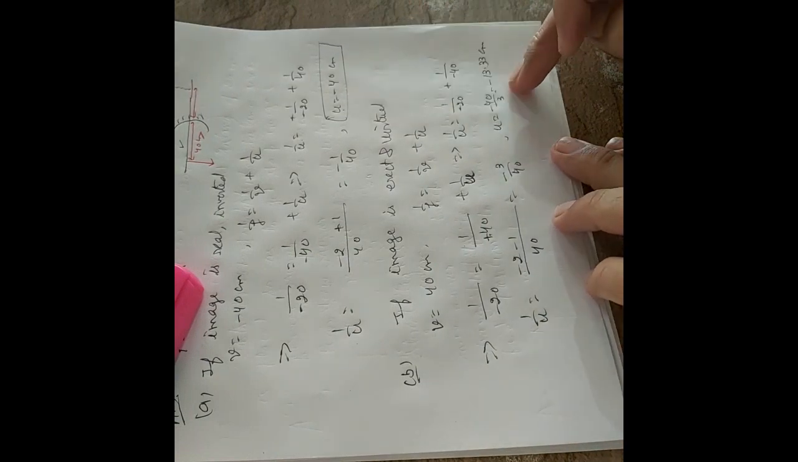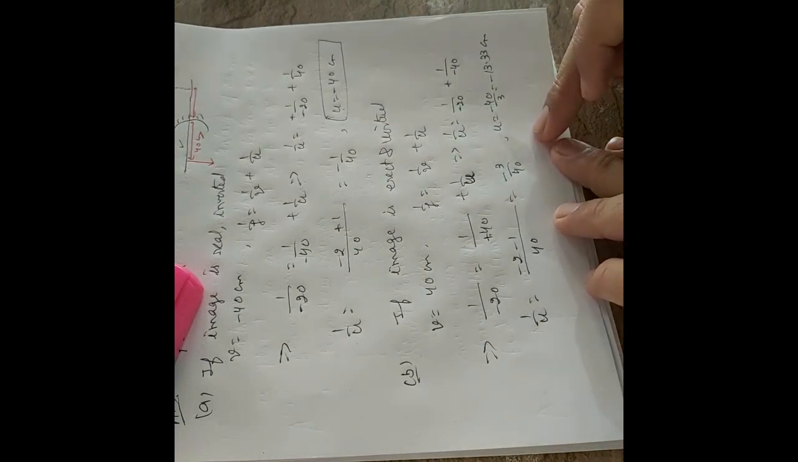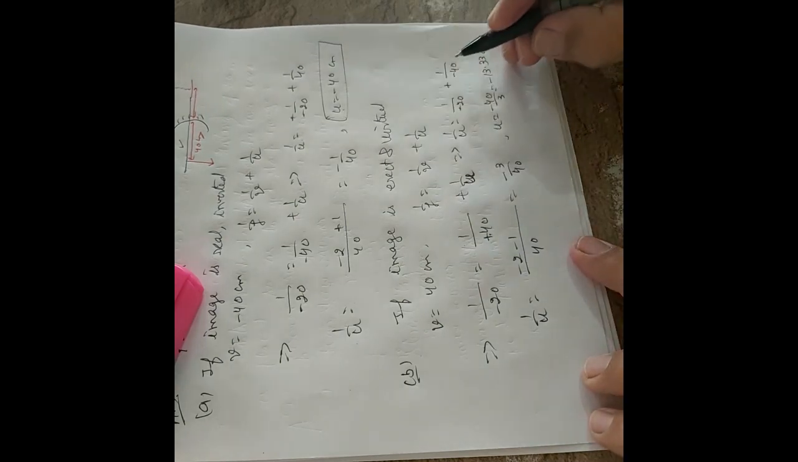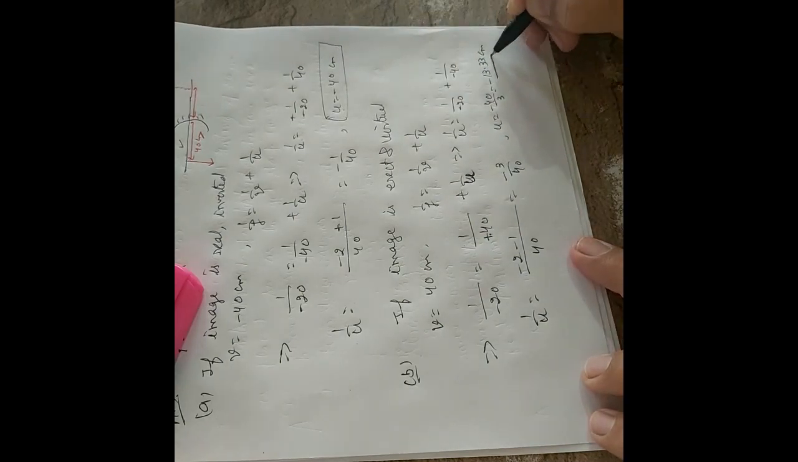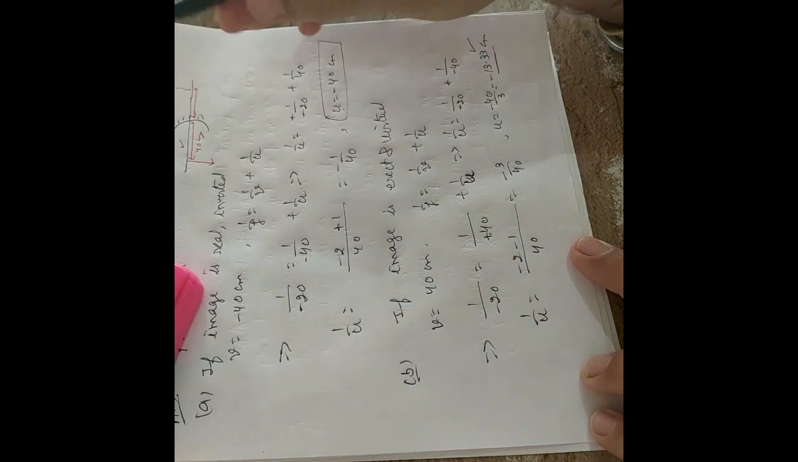It means the object is placed between pole and focus. So these are the two positions of the object for which the image will be formed at a distance of 40 centimeter away from the mirror.